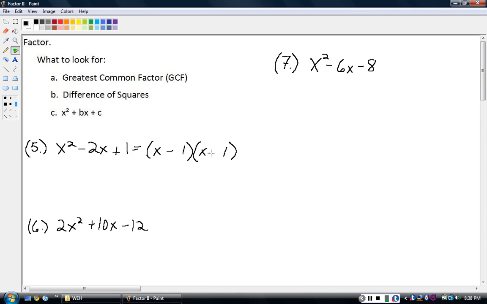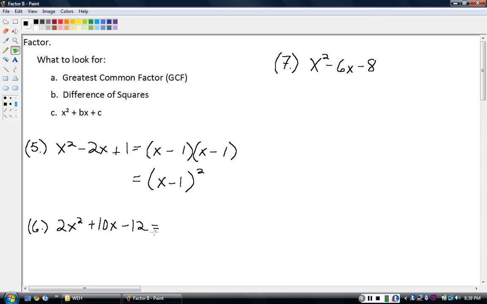In this case, they both have to be negative, right? Negative 1 times negative 1 is positive 1. If you add negative 1 to negative 1, you get negative 2. So in this case, you get a little bit of a special case. X minus 1 times x minus 1 is the same thing as x minus 1 quantity squared. Alright, both of these are the same thing. Either is acceptable.